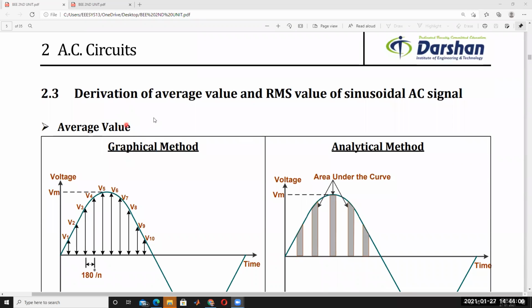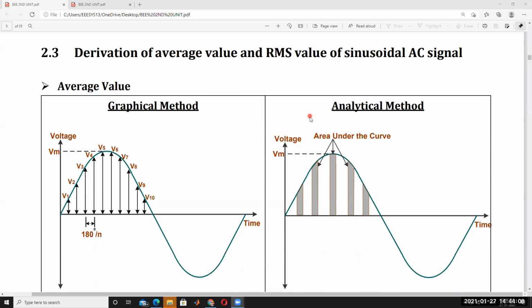And then, derivation of the average value and RMS value of a sinusoidal AC signal. There are two different types of methods: graphical method and analytical method. To find the average value of a sine waveform, the first one is the graphical method and the second one is the analytical method. In the graphical method, we take different voltages, instantaneous values V1, V2, V3, V4, V5, V6, V7.